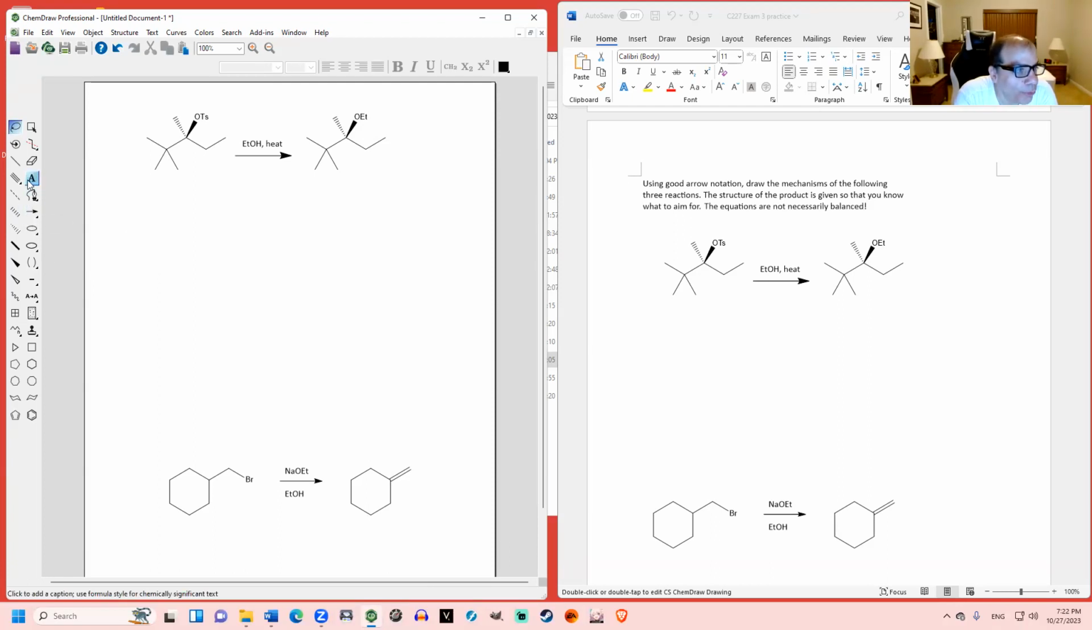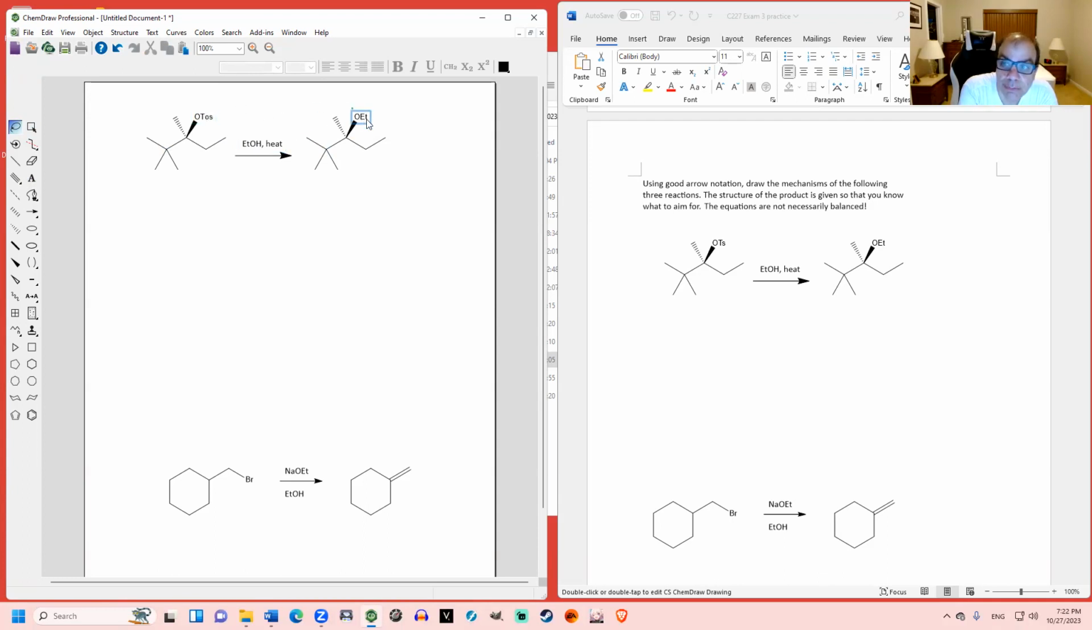But first of all, we have to figure out what type of reaction this is. We have a tertiary substrate. We're treating it with a protic solvent, and we're just heating it. There's no nucleophile or base present. But we also are given the product. So remember, in mechanism problems, always look at the product and see what changes have taken place. Here, we've changed the tosylate for ethoxy. And the ethoxy needs to come from the ethanol. So it's a substitution reaction.